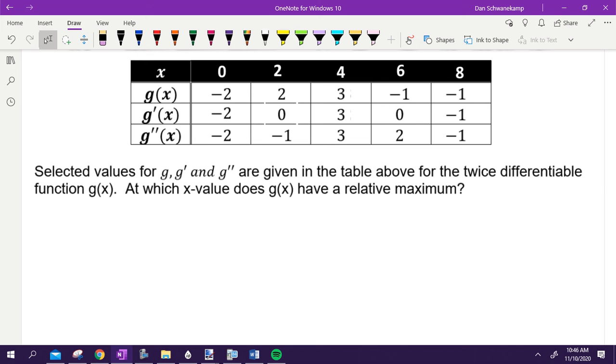Read through it. Think about it. If they gave you the information, you're going to need it most of the time. Okay, make sure you're utilizing stuff. Talk with your neighbor. Figure out at what x value does g of x have a relative maximum. You're trying to figure out when does g of x have a relative maximum. Talk with your neighbor. Figure it out. Go.